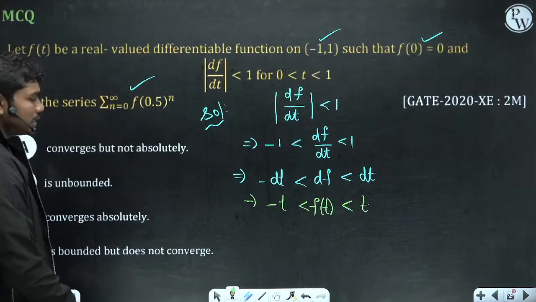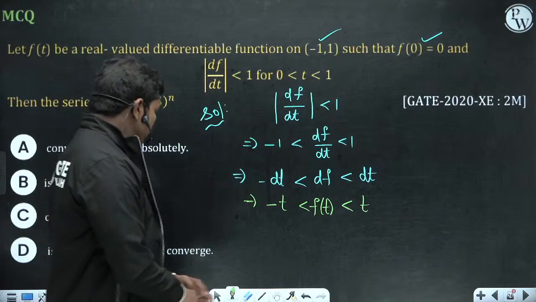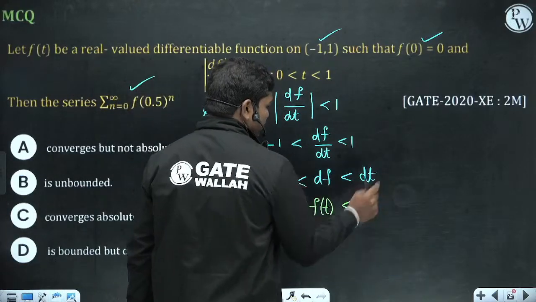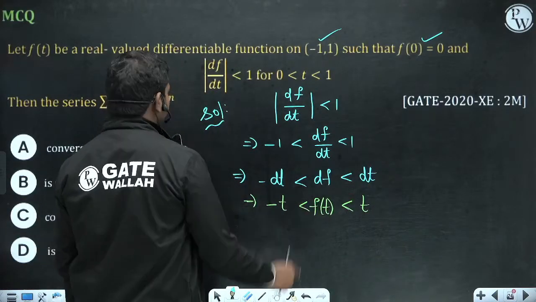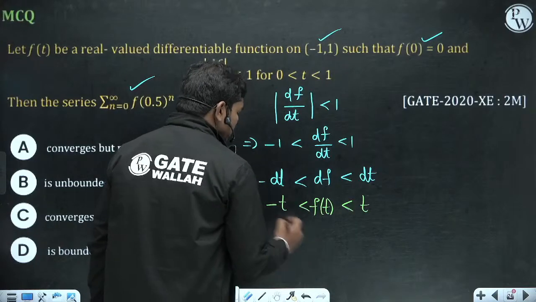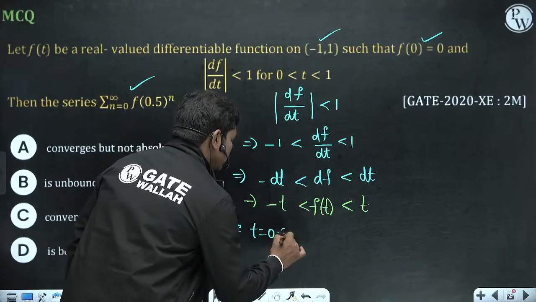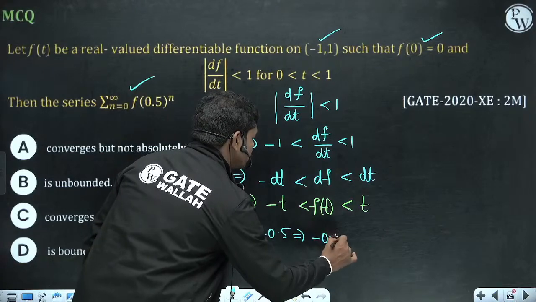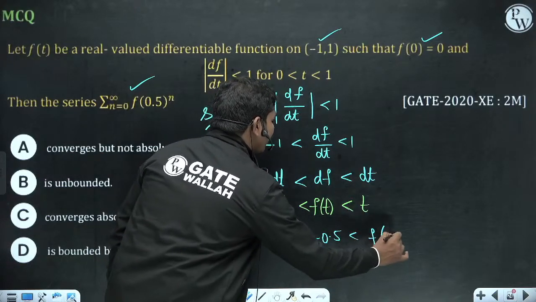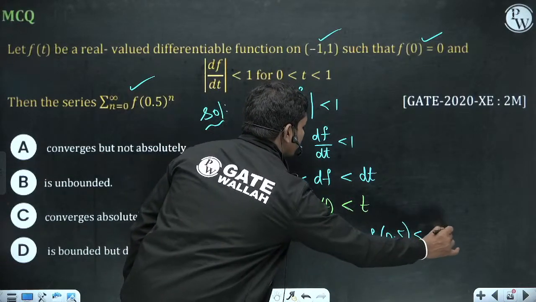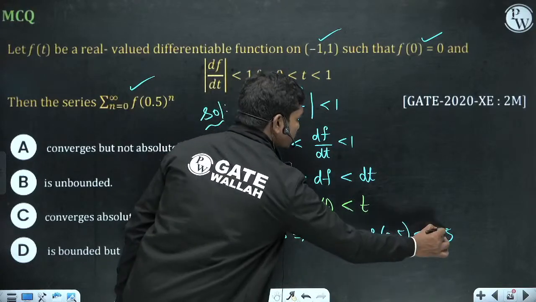So minus t less than f of t less than t. Once you have this, if you put t equal to 0.5, for example, this implies minus 0.5 less than f of 0.5 less than 0.5. Which means this is actually some small value.